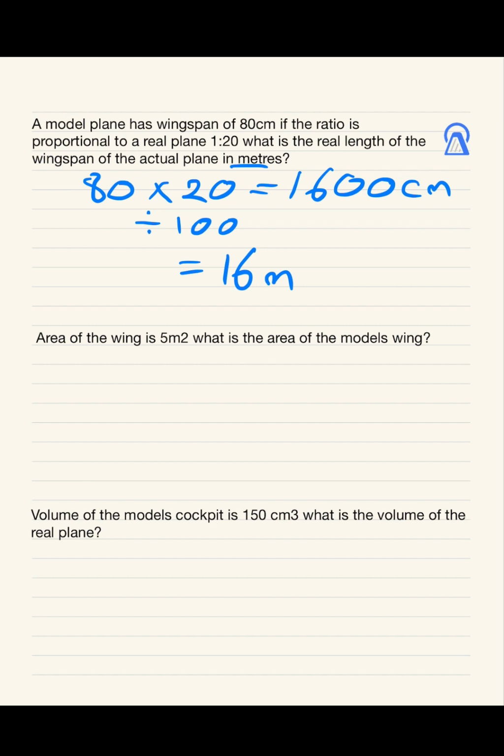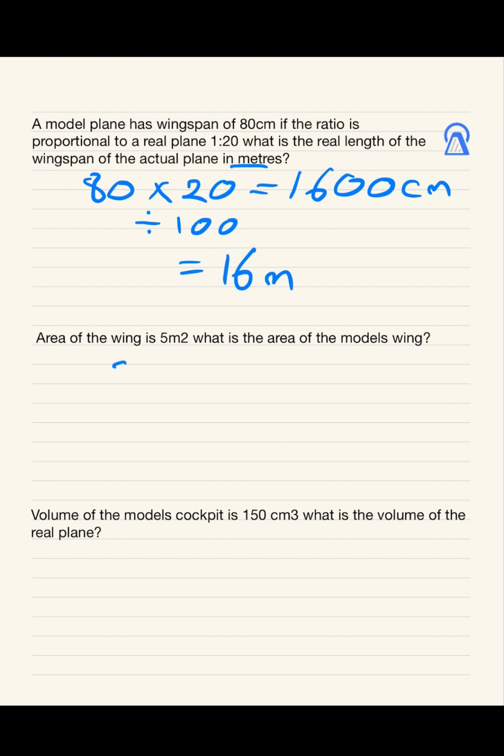The next question follows the same scenario. So we've got this 1 to 20 ratio for keeping this model plane in proportion, but this time we're looking at the area of the model. Now, with proportion, essentially what we've got there is a scale factor. Okay, so the real plane is 20 times bigger than the smaller plane, and we're going to use that to increase areas and, in the question below, volumes. And it's a simple strategy for doing that.